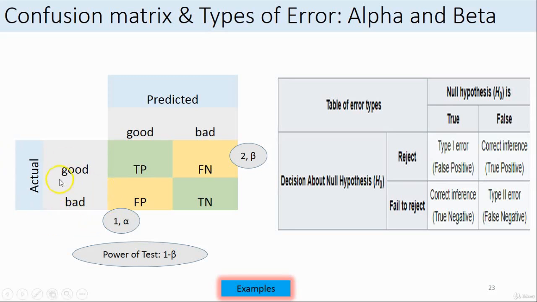So when the actual is bad, but it is predicted as good, then it becomes a false positive. This is an error, also known as type 1 error. In some statistics, this is denoted by alpha. And if the actual is good but predicted bad, this is called a false negative. This is type 2 error, also denoted by beta.